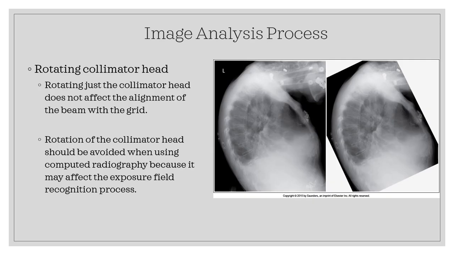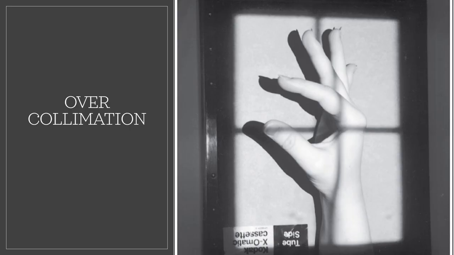Image analysis process. Rotating the collimator head. Rotating just the collimator head does not affect the alignment of the beam with the grid. Rotation of the collimator head should be avoided when using computed radiography because it may affect the exposure field recognition process. Overcollimation results from clipping required anatomy on a projection. View the shadow of the part to make sure the anatomy is not cut. View past the part due to beam divergence.